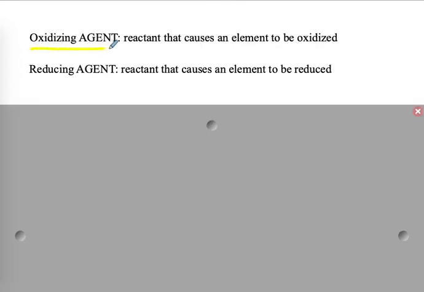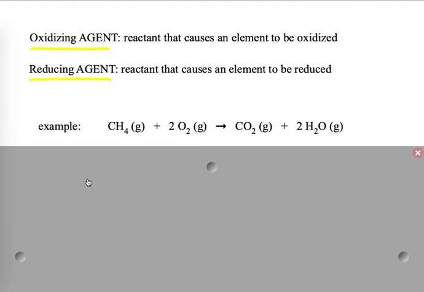An oxidizing agent is defined as the reactant that causes an element to be oxidized. A reducing agent is defined as the reactant that causes an element to be reduced. For example, let's go back to the methane combustion reaction.